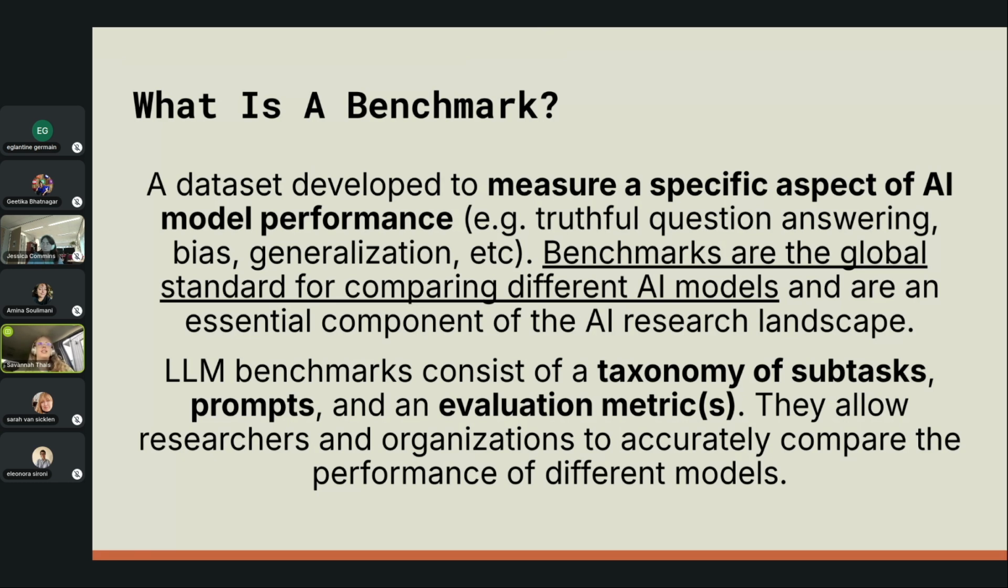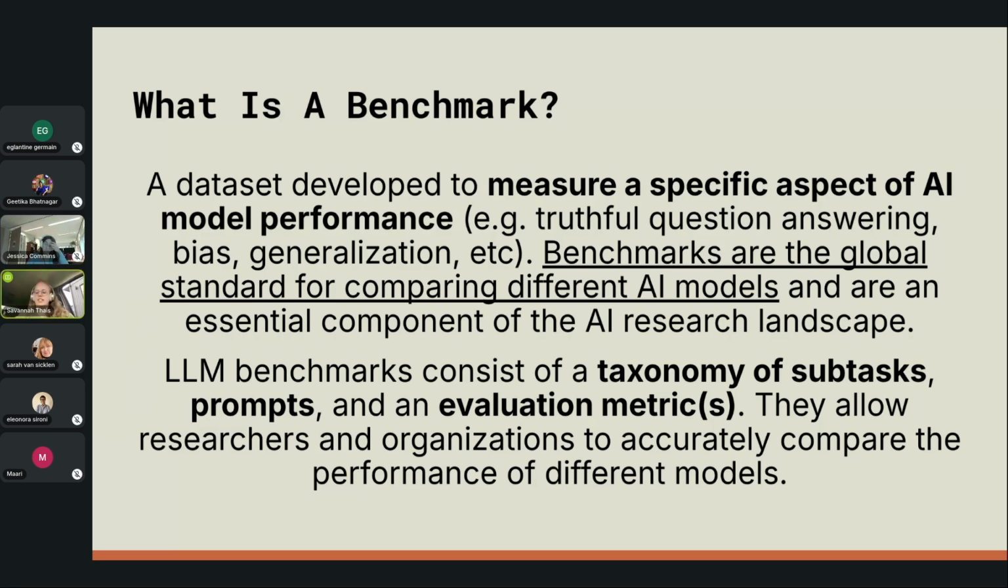So if OpenAI is saying ChatGPT or GPT-5 is great at truthful question answering, and Meta is saying the same thing about Llama, benchmarks allow us to directly compare those by having different models evaluated over the same set of questions and answers. So they're a really, really important part of the AI research landscape. And benchmarks can really be for any type of AI model. There are famous benchmarks for computer vision, for example, for different kinds of scientific tasks, all different kinds of things.